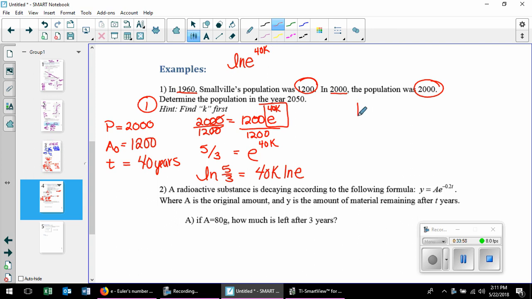So this would be ln of 5/3 equals 40k. So I'm going to divide by 40. I wouldn't log or ln anything until the end. That would be where I would do it. And so, okay, you have to use all the decimal places, every single one of them, because k is not what we're looking for. K is not the answer to this question. What's the question? Determine the population in the year 2050.